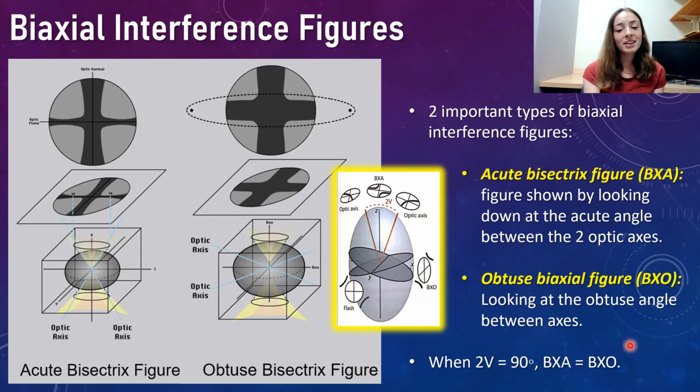bisectrix figure. And again, if your 2V angle is 90 degrees, these two figures are going to be the same because there's no obtuse and there's no acute angle. They're both the same angle, and that angle is 90 degrees. So you're just going to have the one interference figure for that type of mineral.